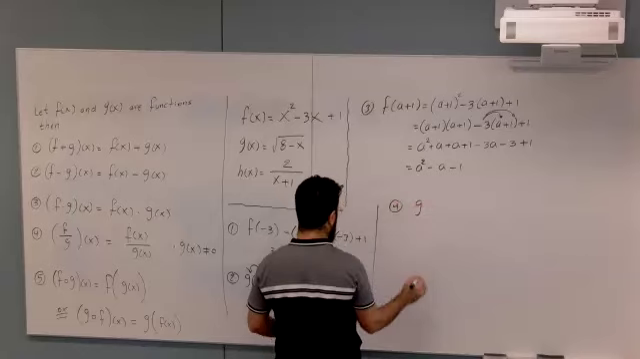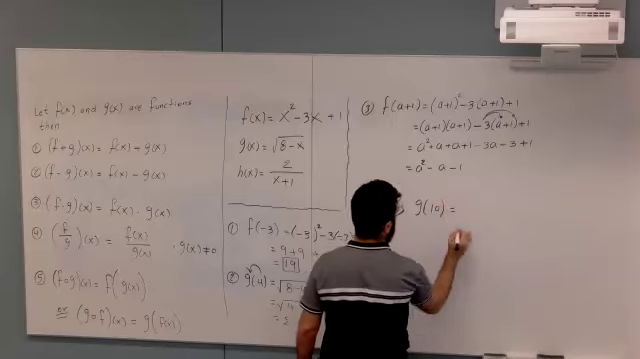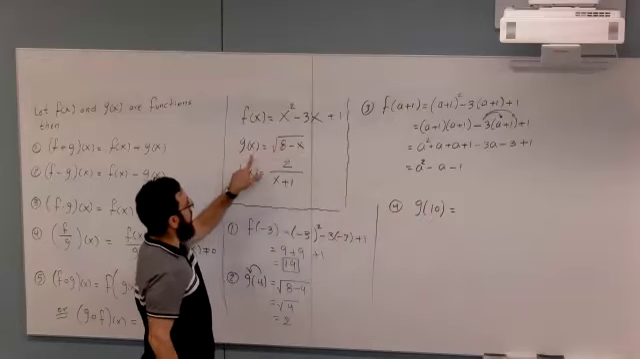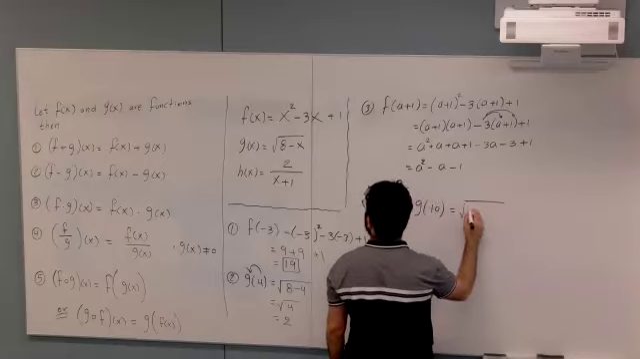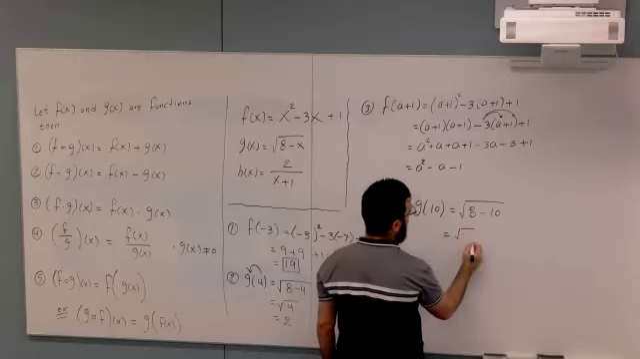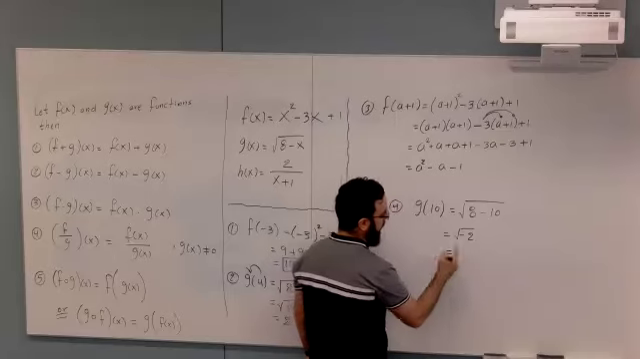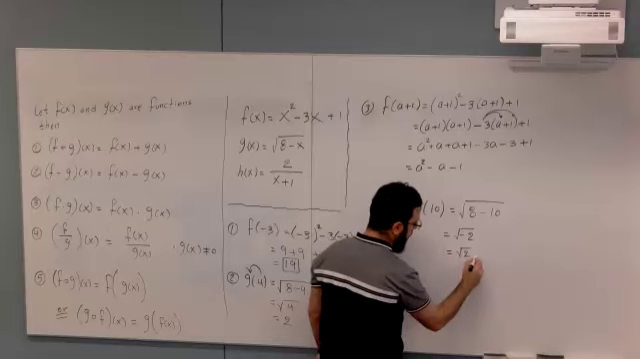They ask you to find G of 10. That's when I'm going to plug in 10 where? In the G function. So it's going to be the square root of 8 minus 10, which is equal to the square root of negative 2, right? Which is equal, you can take the negative sign out of the square root.